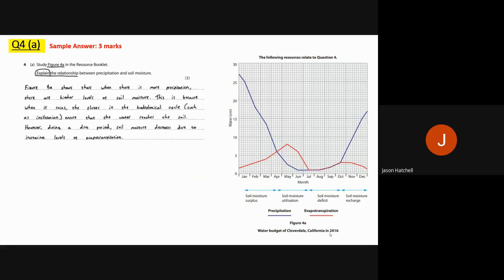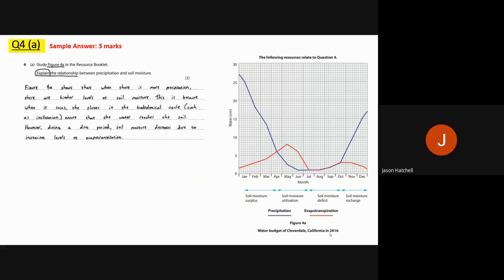The graph is showing you precipitation in blue. The highest precipitation months there are January to April and October to December. Then evapotranspiration, so evaporation from trees, plants, soil, etc. From January to May, they are at the highest rate, and then again in November and December.